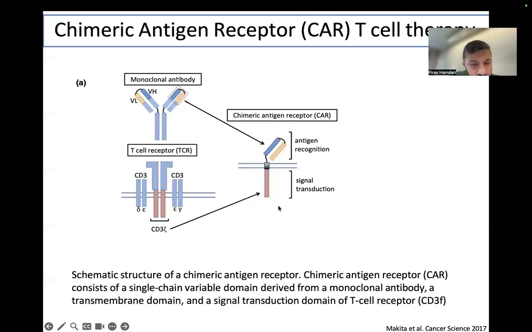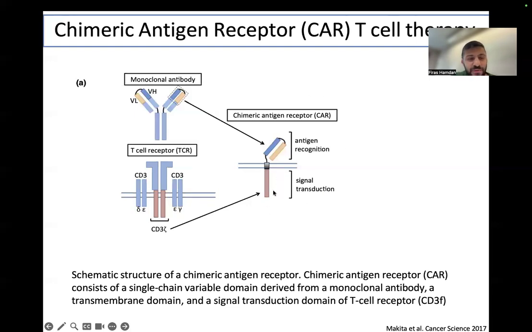So what does this mean? That now we have a novel receptor that is recognizing basically an antigen using this antibody part. It's not recognizing it through an MHC with a peptide. No. Now it's recognizing it purely based on what it's binding to. When this binds to its antigen, it's going to activate the signal transduction here, and it's going to make your T cells start to kill.